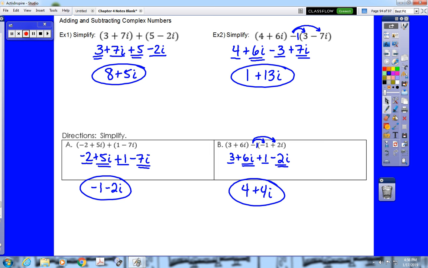That is how you add and subtract complex numbers. We have one video left to go, and that is solving quadratic equations when the solutions are complex.